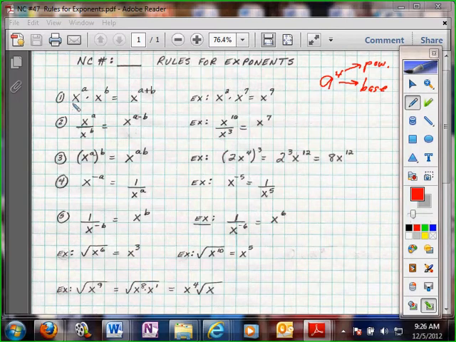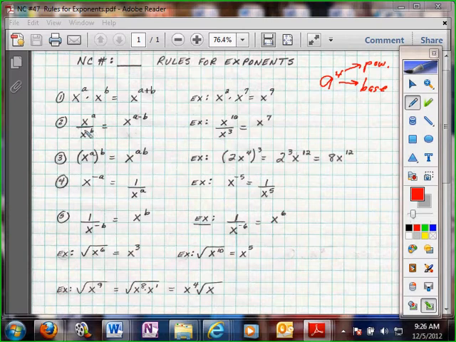So number one, we're multiplying bases that are the same. When you multiply bases that are the same, you add the powers. So this becomes x to the a plus b. Here's an example. If I have x squared times x to the 7th, I'm multiplying bases that are the same, so I add the powers and I get x to the 9th.